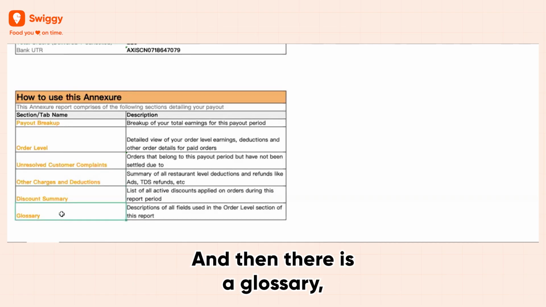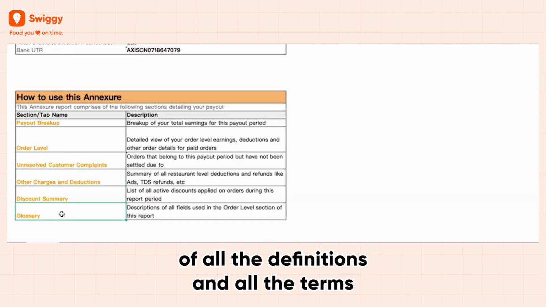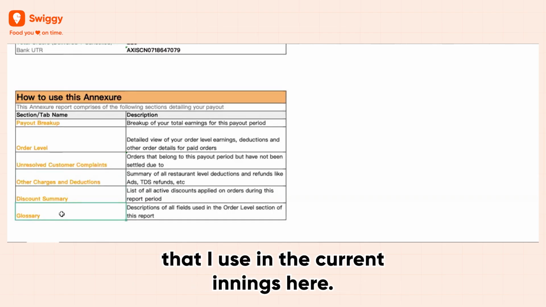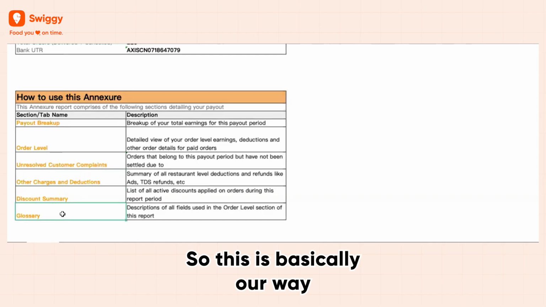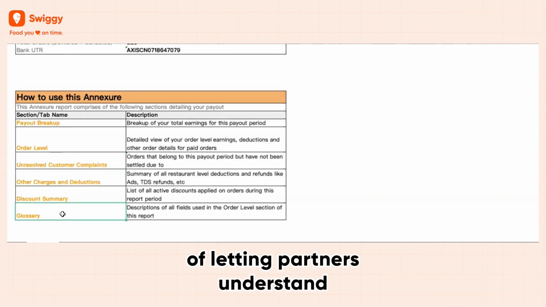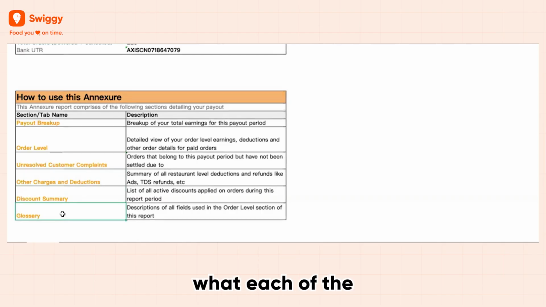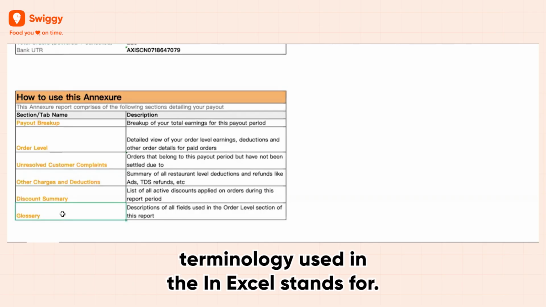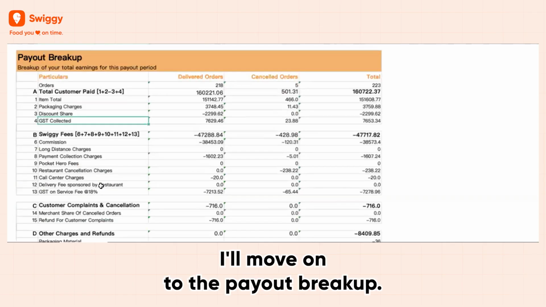And then there is a glossary, which gives me an understanding of all the definitions and all the terms that are used in the current annexure. This is basically our way of letting partners understand what each of the terminology used in the annexure stands for. I'll move on to the payout breakup.